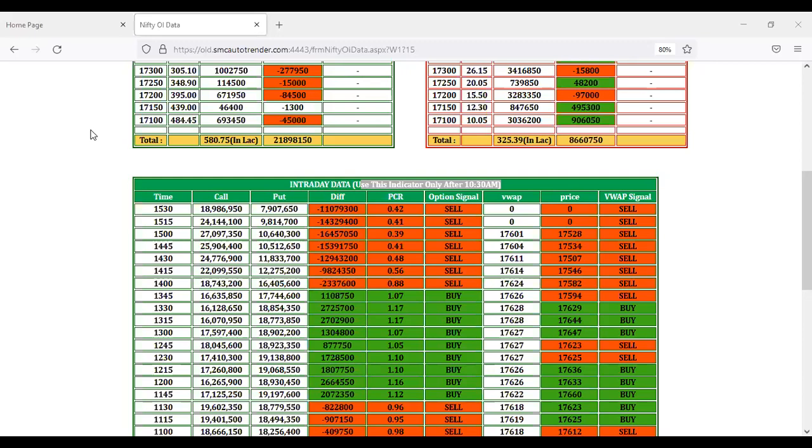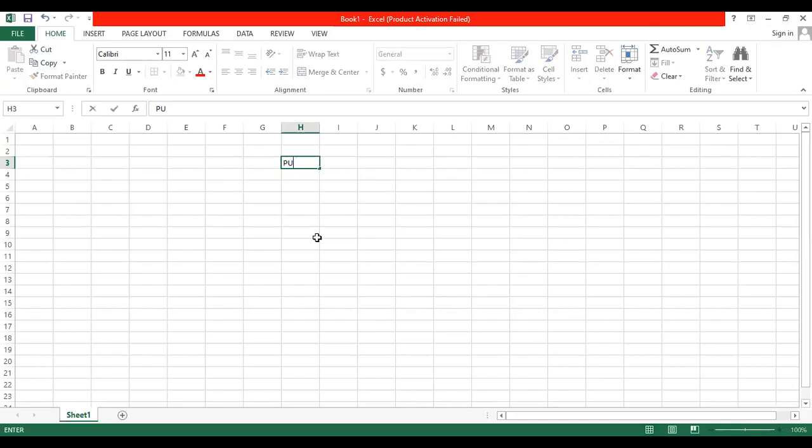So if I take an example, just to share certain things with you, say put and call. Put has a value, say at 9:30, put has a value of 7818650.